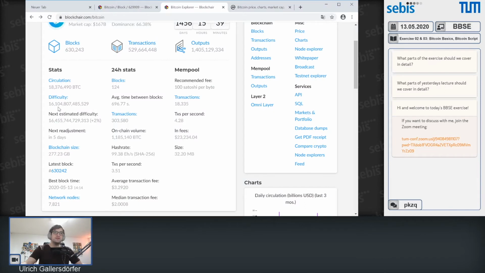If you look here, this is our current difficulty, and this difficulty is calculated every 2016 blocks, which is 2 weeks exactly. You see the next estimated difficulty is about 2% higher than the one before. The next readjustment is in 5 days, so 9 days ago was the last difficulty adjustment, and since then we had a 2% increase. We will see if this goes up or down in the next few weeks. Currently it does not look that way, but we have to check, and we will get back to this. But that's actually what happens with the hash rate here.